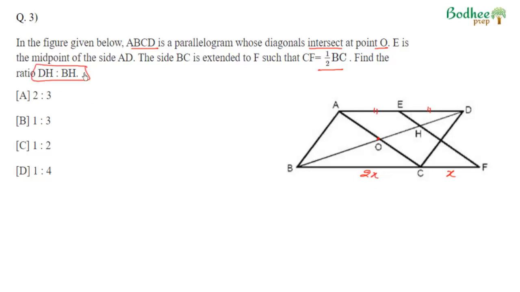Whenever we have to find anything related to ratio, in 99% of the cases we have to apply the logic of similar triangles. So we have to identify two triangles which are similar to each other, right?